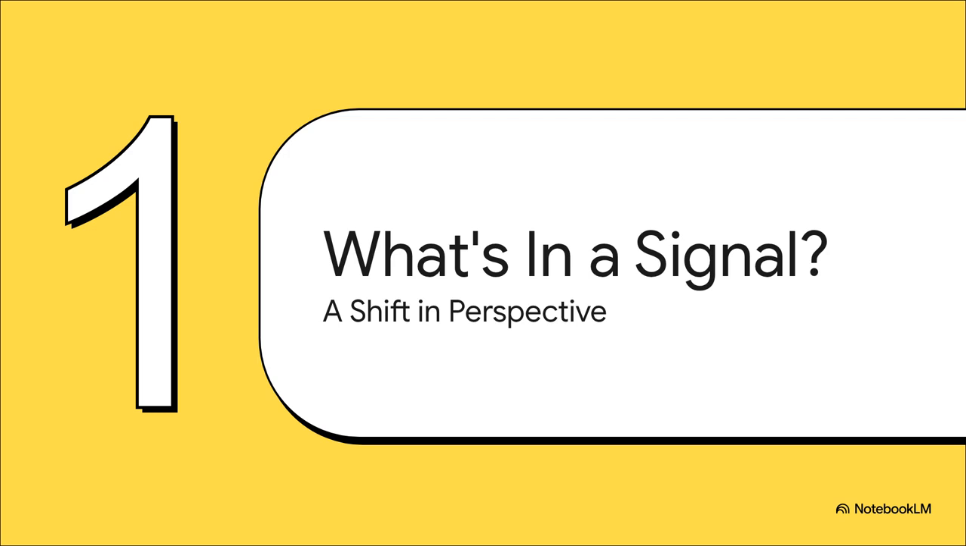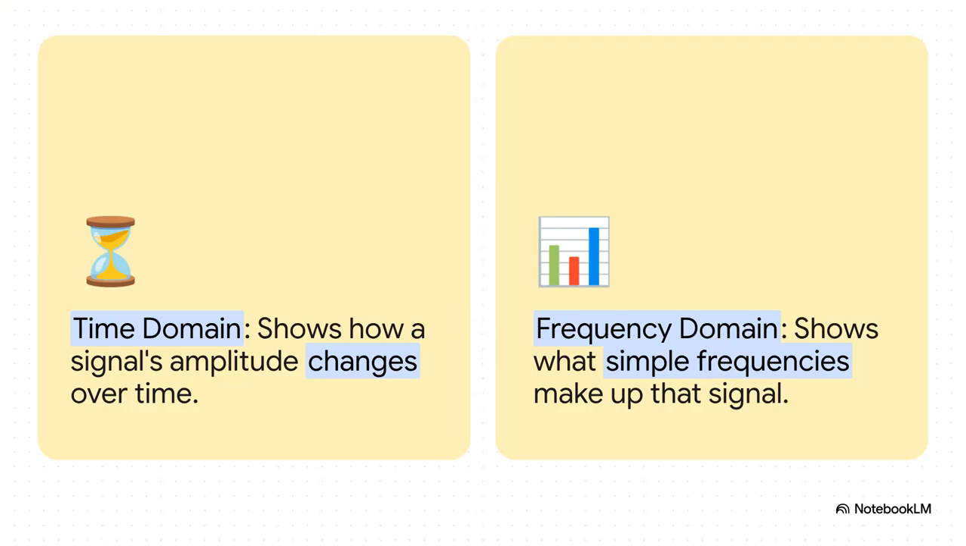To find what's hiding in there, we need to completely change how we look at it. We have to make a total shift in our perspective. We need to stop focusing on when the signal wiggles up and down and start asking what it's actually made of. And that brings us to two really different ways of seeing a signal. The first one, the one we're used to, is called the time domain. It's basically that graph we just saw. It shows you the signal's strength or its amplitude from one moment to the next.